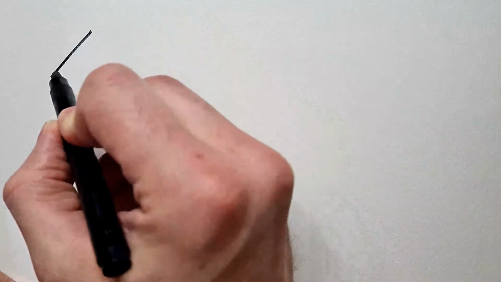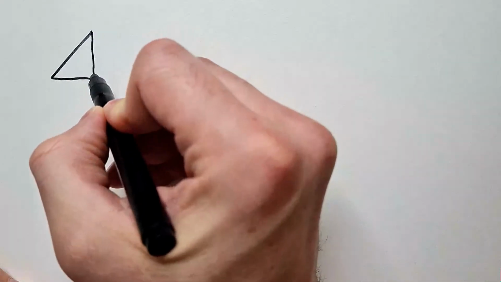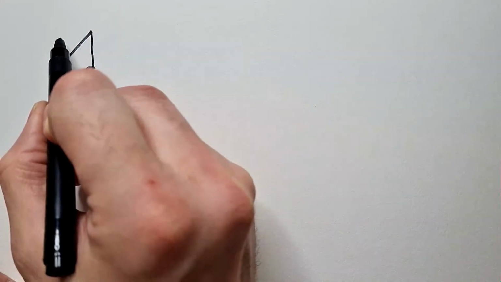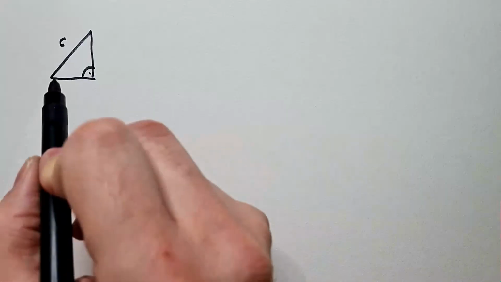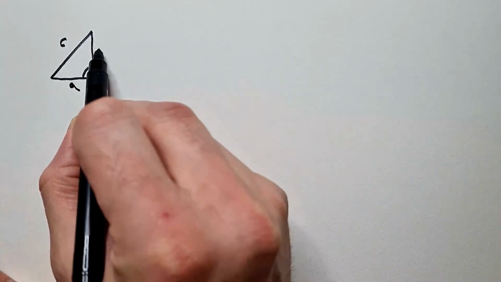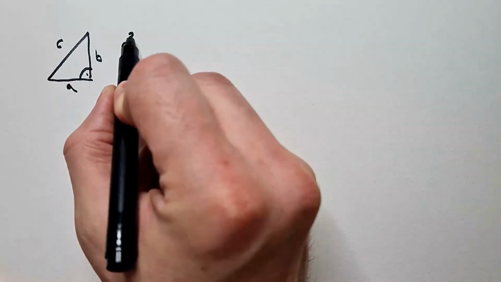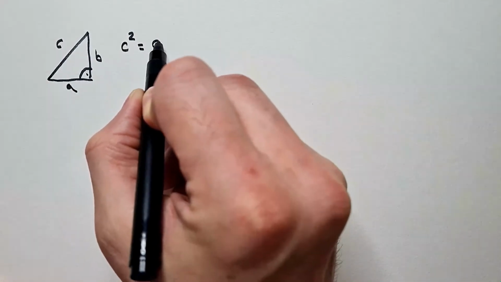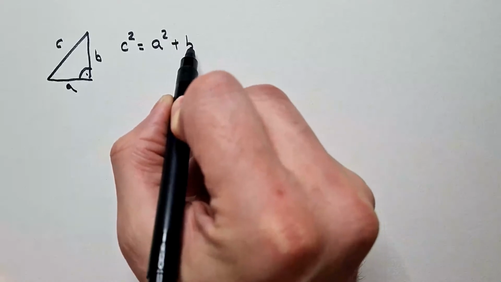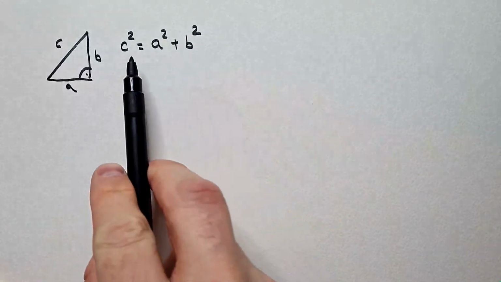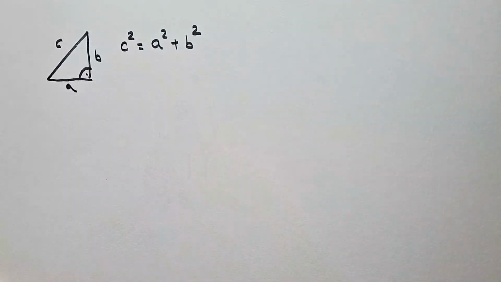I will start this by saying that right triangles are special. Here is a right triangle. Here is the right angle, 90 degrees. And let's call this side C, this one A, and this one B. Pythagoras' theorem says that C squared is equal to A squared plus B squared. But what does this actually mean?